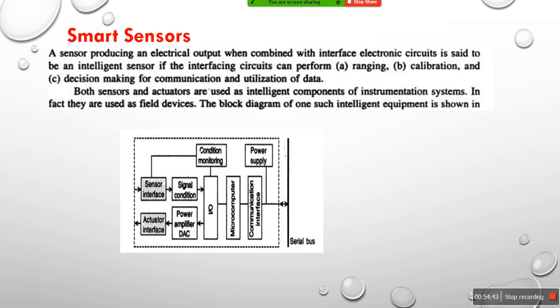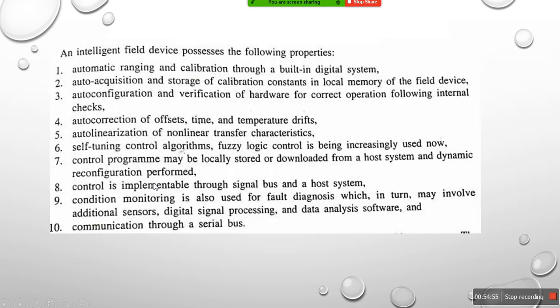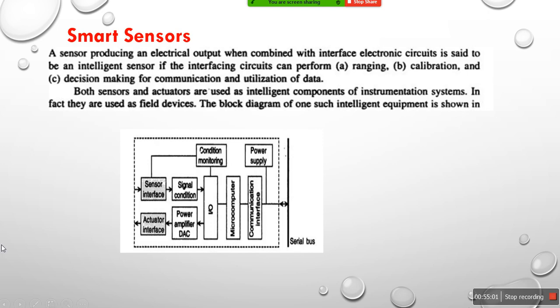And here the block diagram of one such intelligent equipment is shown in this diagram. See what I told you, sensors and actuators, both of these have to be used in the intelligent or smart sensor, and are used in smart communication systems. Okay, so in fact they are used as field devices. So what does it consist of? First, the sensor interface, and it consists of a signal conditioning circuit.